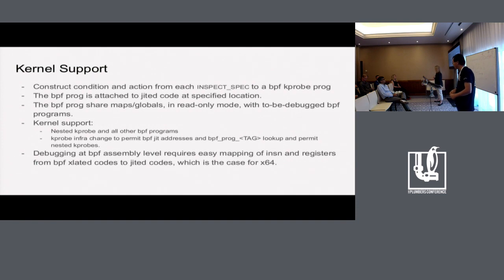And also, we need some kind of infrastructure change to permit kprobe on BPF jitted instruction, because it is mostly allocated in the module address range. So currently we have some restrictions. BPF itself is not really a module, so currently it gets rejected, and some other cases, and architecture backend may need some kind of tweaks to make it work.